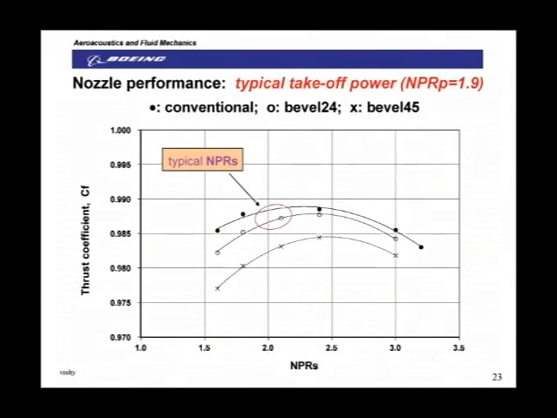So for the conventional round nozzle, you get this variation, you get about 0.99% of thrust. With a bevel nozzle of 24, you lose thrust by 0.25% or less. With a bevel 45, it's much larger, it's 0.75. Of course, that's what you would expect because the plume is lifting off. So at takeoff power, the thrust loss due to bevel 24, even if you do nothing, is less than 0.25%.